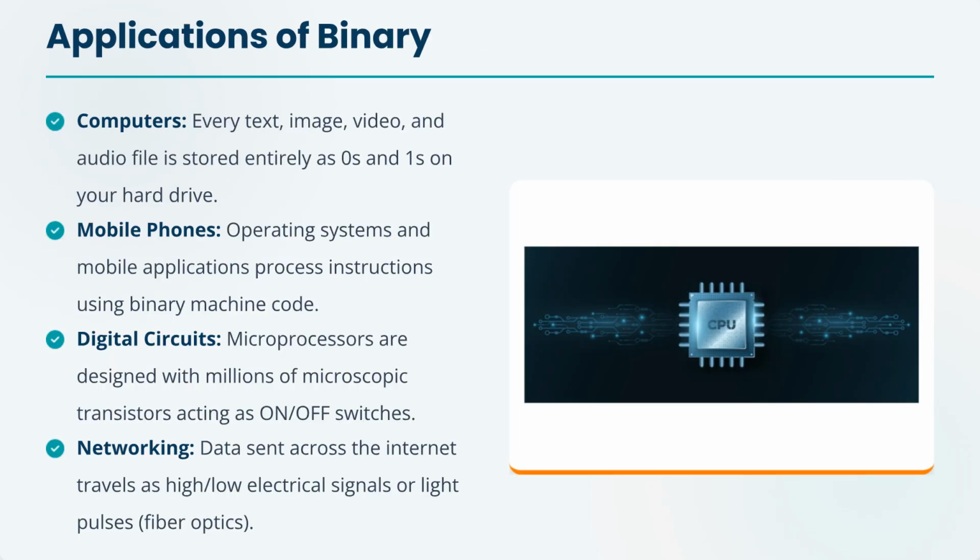Binary is applied across various technologies. In computers, all data, like images and video, are stored as zeros and ones. Mobile phones use binary machine code. Digital circuits rely on microprocessors with on/off transistors. Networking uses high/low electrical signals for data transfer.